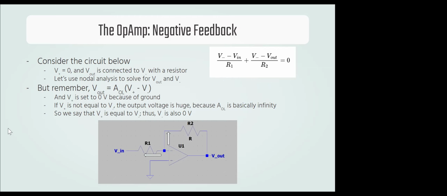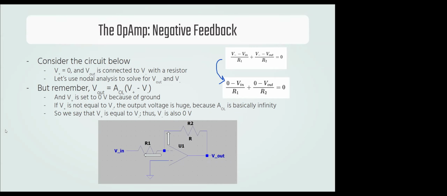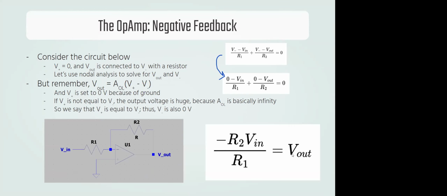So V minus has to be 0 volts, and V plus is already 0 volts because we've tied V plus to ground. And so if we substitute those into our equation here, then we get this. And if we do some algebra, we can rearrange and write that V out equals negative R2 over R1 times V in. So now we have an equation that relates V out to V in in terms of our resistors. And we can see that V out is basically some inverted fraction times V in.